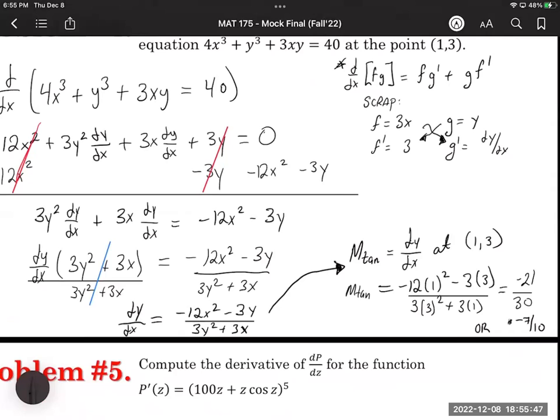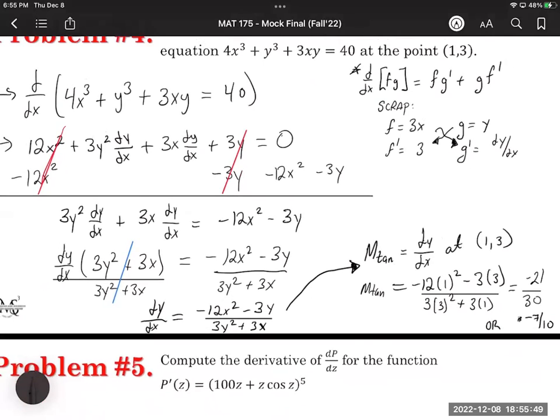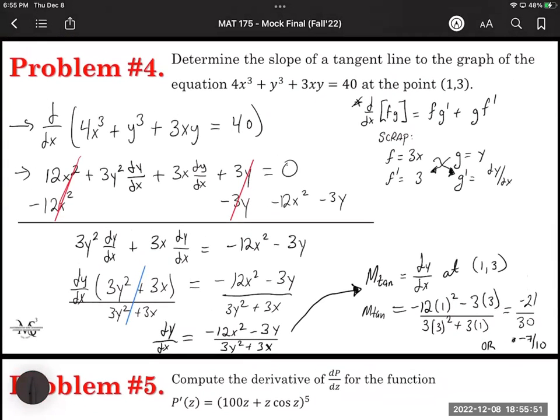Okay. I have a question. Yep, go ahead. For the final answer, -7/10, can we write m equals -7/10? Yeah, you could say m tangent equals -7/10.